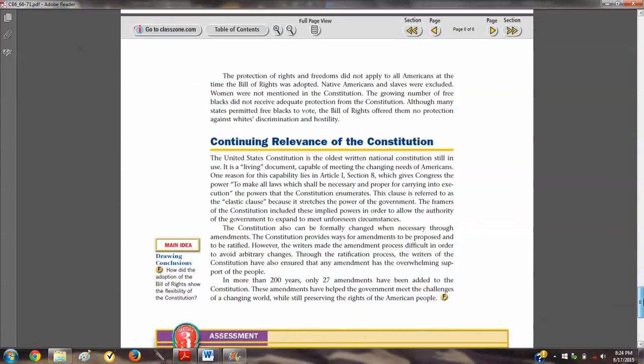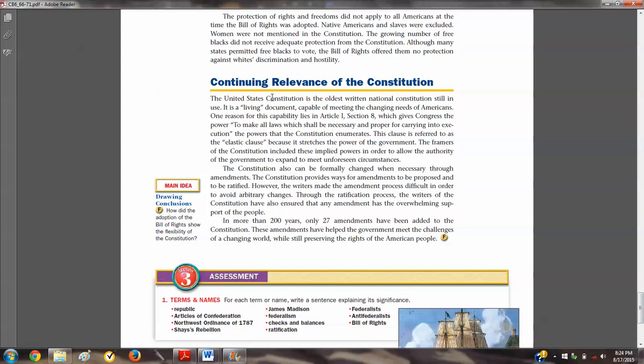Now we've got Roman numeral 4, continuing the relevance of the Constitution. Again, there is no subsection, so again, you indent and you write 4 main points, right? So hopefully you understand how to create an outline. If you don't, watch the video again. Thank you very much.